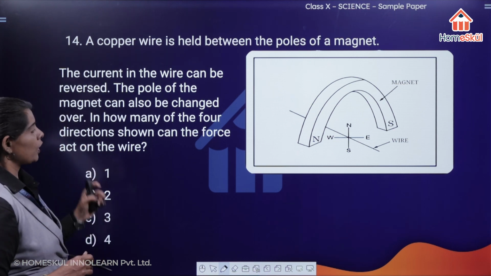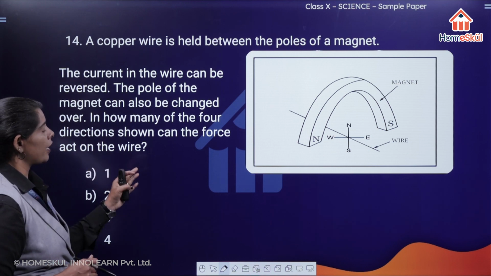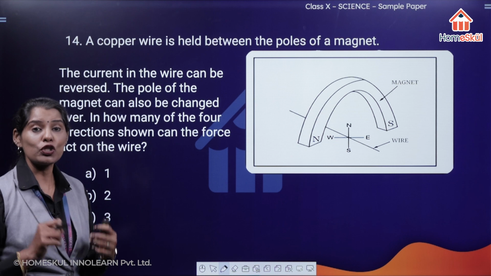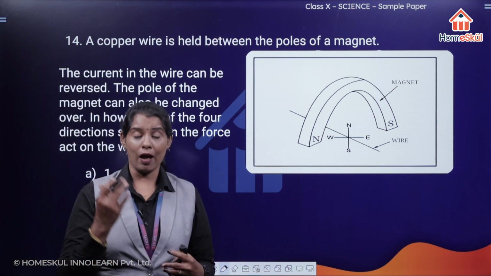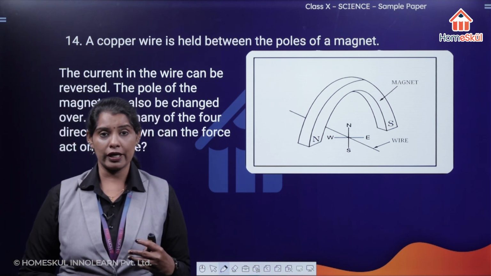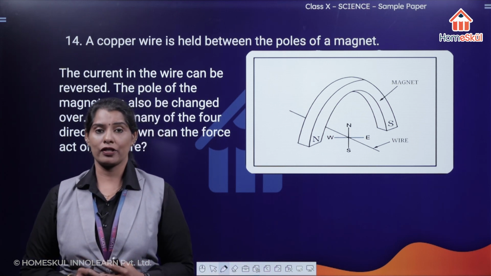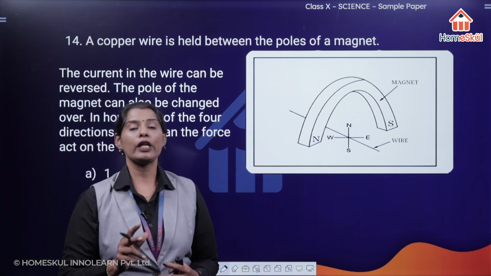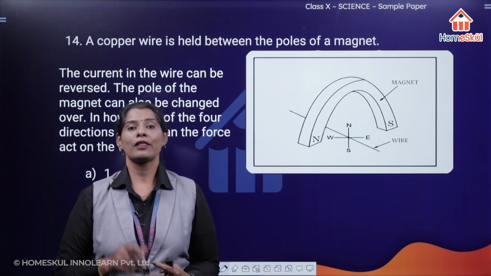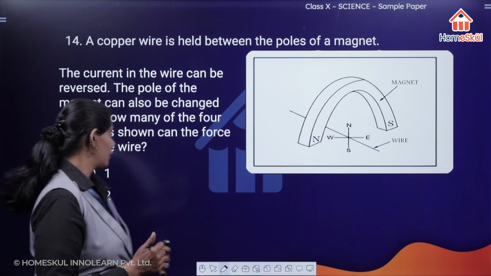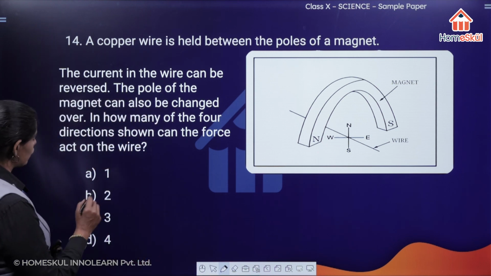So, as per the question, the force acting on the wire, in how many of the 4 directions can it act? There are only 2 possibilities, either in the upward direction or in the downward direction, that is, one before the reversal of the current and then after the reversal, right? So, only 2 possibilities are possible here, either upward or downward. Which is our correct option?